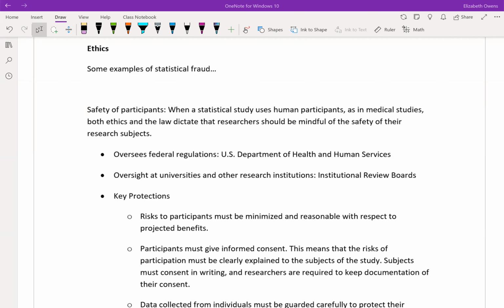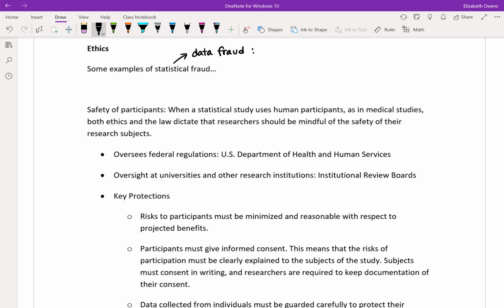Now, a look into ethics. Ethics are a consideration in all areas of life, but also particularly in statistical experiments. Statistical fraud is a thing that can happen, or often you'll see this referred to as data fraud. If you search for data fraud online, there are all sorts of examples of people coming up with false data and passing it off as real.